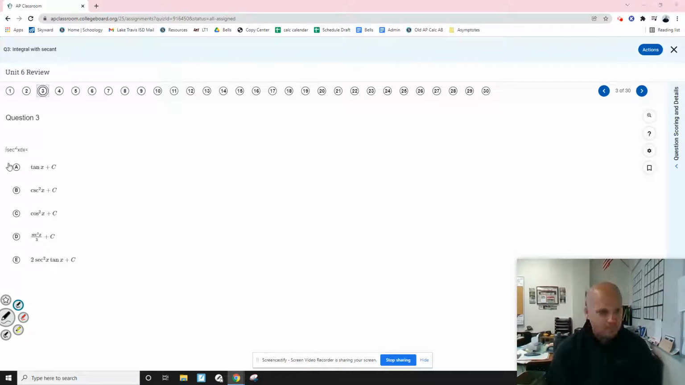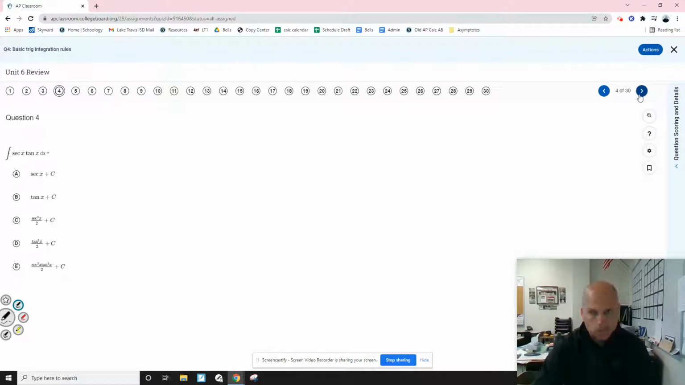Tangent's derivative is secant squared. Just have to remember that. Remember your derivative rules. Secant's derivative is secant tangent. Sine's derivative is cosine. Cosine's derivative is negative sine. Cotangent's derivative is negative cosecant squared. Cosecant's derivative is negative cosecant cotangent. You just have to remember those. Nothing fancy with that one.